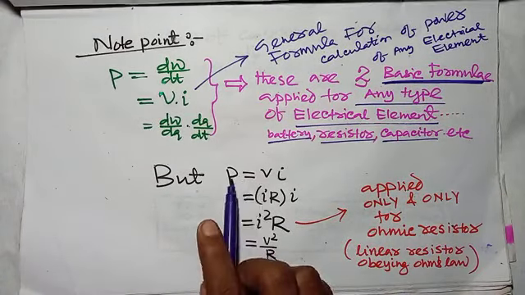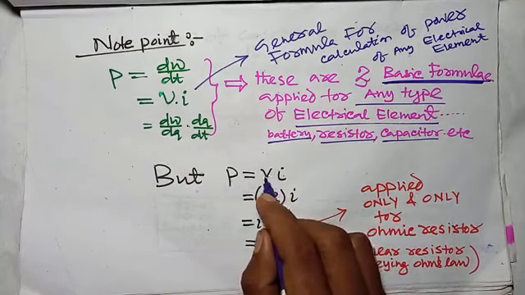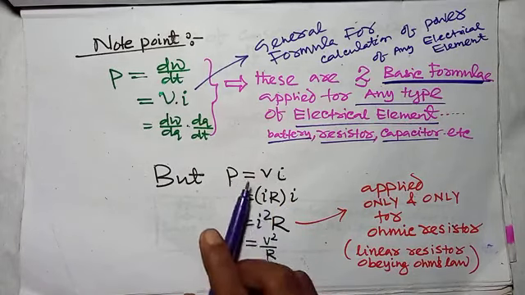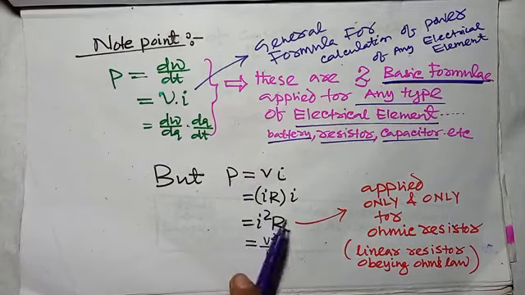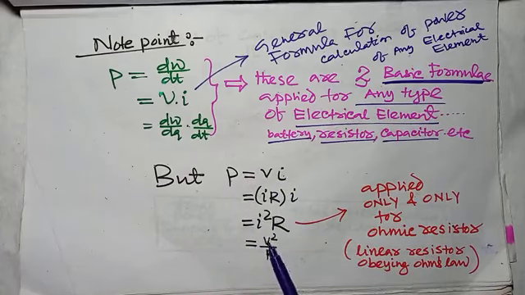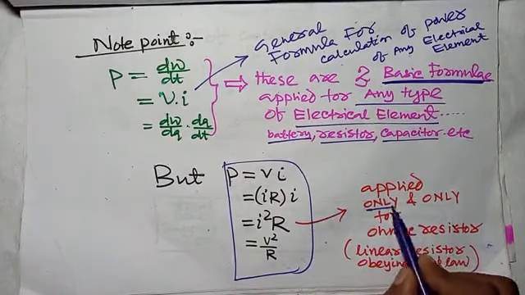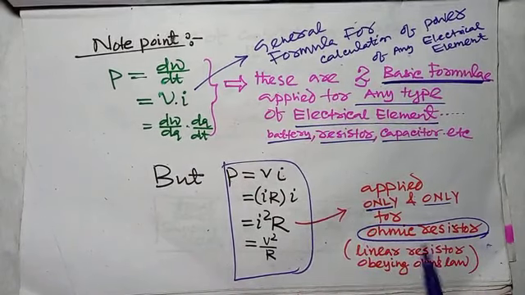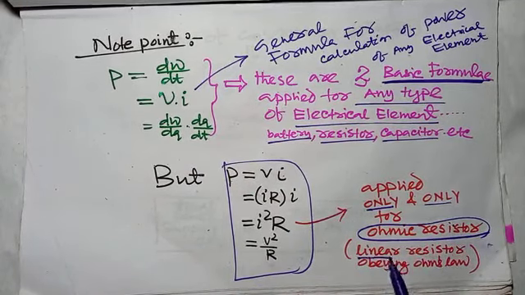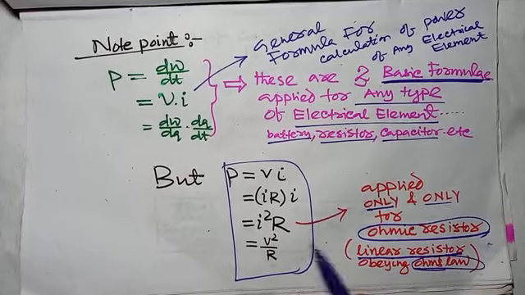But since P equals VI, for a resistor we can replace V equals IR. The formula will be P equals I square R, or if we replace I by V upon R, then it will be V square by R. These formulas are applied only for an ohmic resistor. An ohmic resistor is a linear resistor which obeys Ohm's law. The formulas I square R and V square by R are applied only for a resistor.